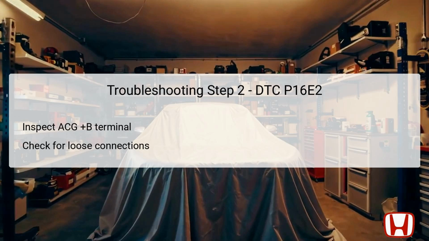In the second step of the troubleshooting process for DTC P16E2, one should inspect the ACG plus B terminal of the alternator for any loose connections. A loose terminal can disrupt the electrical signals transmitted between the alternator and the PCM, causing the communication error. This inspection is crucial because it could be a quick fix if a simple tightening resolves the issue, eliminating the need for more extensive diagnostics.